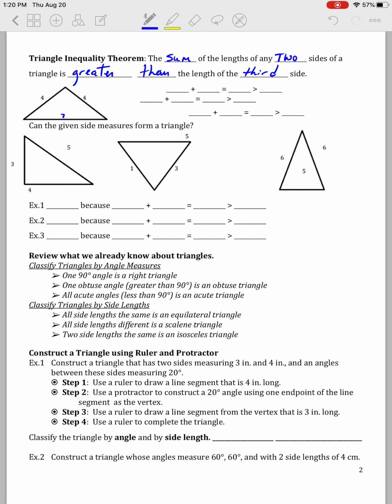There should be a number 7 right there. Okay, so let's try it out. Let's see what happens. 4 plus 4 equals 8. Is 8 greater than 7? It is, right? All right. 4 plus 7 equals 11. Is that greater than 8? Yep. And then there's another 4 plus 7. We know it's 11, and it's greater than 8. So, in all three versions, it works. And therefore, that means that this is a triangle.